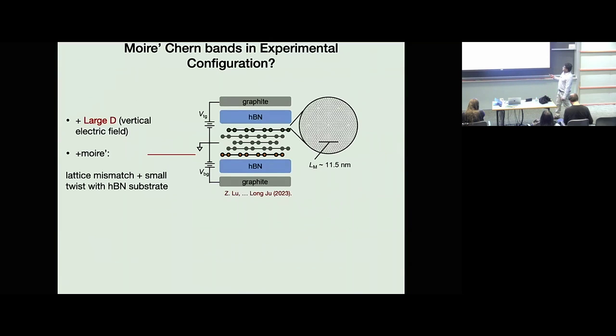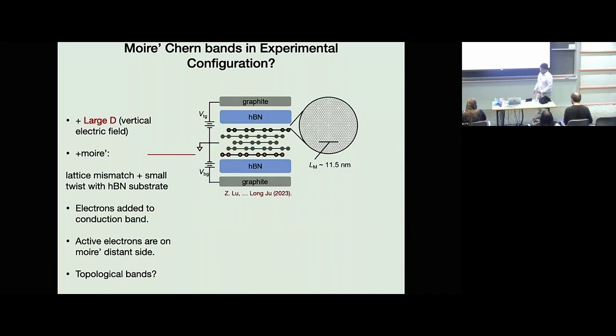So that's the experimental setup. I won't talk too much about it because Long is going to talk about it. There is a vertical electric field. On one side, there is an hBN substrate that's aligned with the graphene sheets and gives rise to a moire. So there is some moire in the problem, but the electrons turn out to be on the opposite side of the stack. So electrons are on the moire-distant side, and the question is, what happens in this setting?